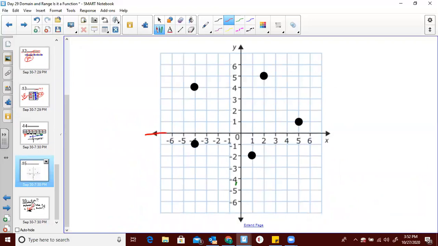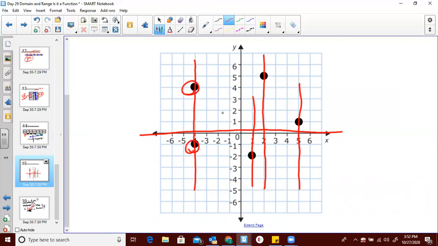So I'm going to have, let's see here, sorry, hold on. So I'm going to go along my x-axis, and I'm going to draw a line through the point all the way down. I'm just going to keep going. All right, you can see this line only hits 1 point. This line only hits 1 point. This vertical line only hits 1 point. This vertical line hits 2 points. It hits this point and this point.